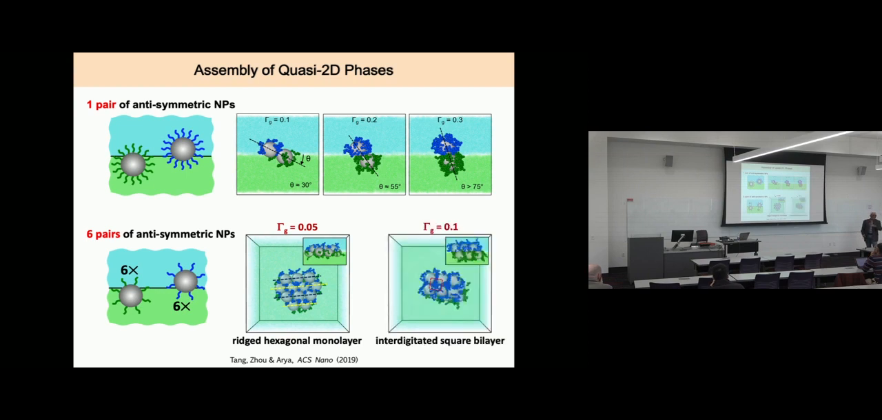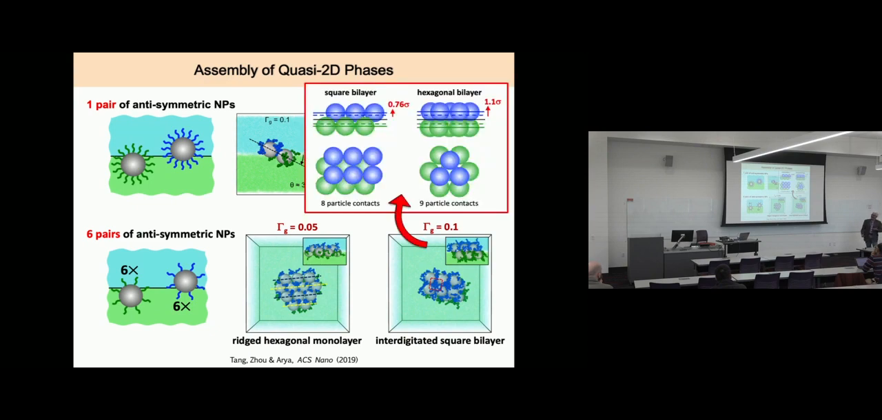Okay, an even more interesting structure is that, rather than forming a hexagonal bilayer, you actually form a square, interdigitated square bilayer, which is kind of unusual. Because if you think about it, a hexagonal bilayer has 9 contacts per particle, right? 6 with its own layer and 3 with the above. This one would actually have 8 contacts. So why does it do that?